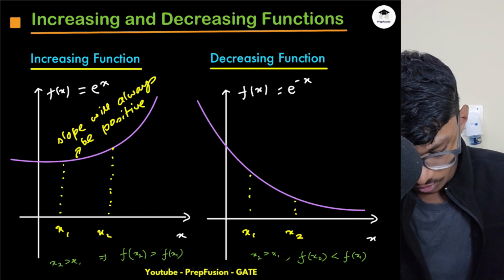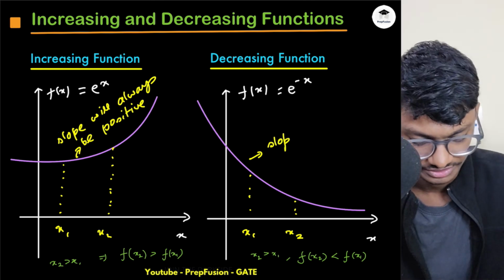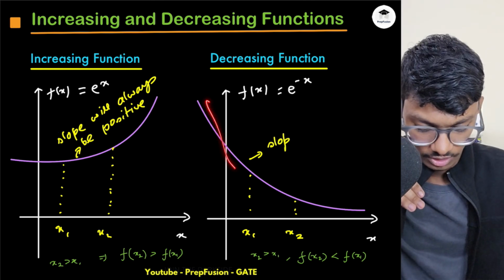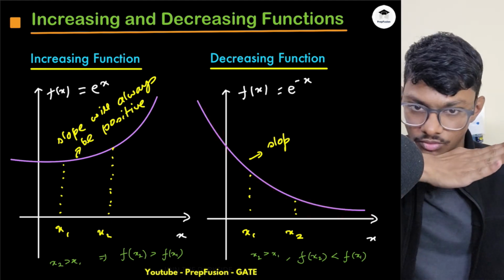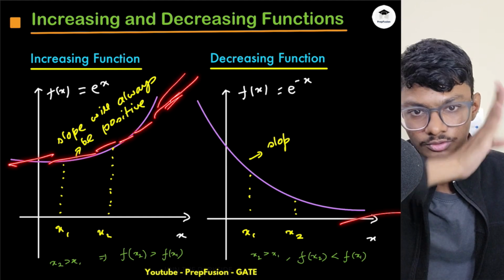And here the slope will always be negative. This is an observation. You see, it is always downward, right? Downward. Slope is always downward, and almost it is going to zero. Here also, slope is always positive. Slope is always positive. It is increasing.